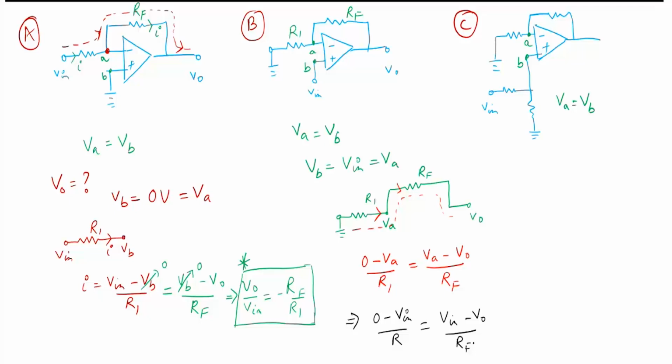Okay, now from here, you can write the gain. The gain is what? V naught by V input is equal to 1 plus RF by R1. Is this the equation?